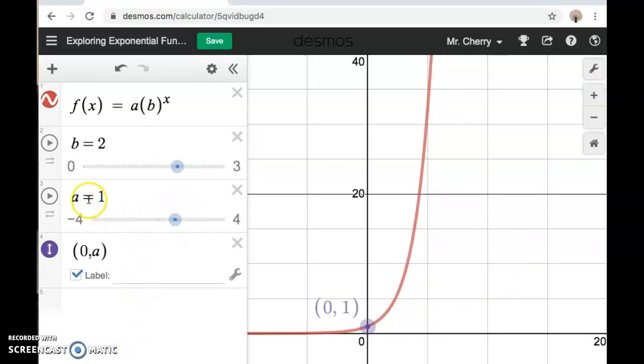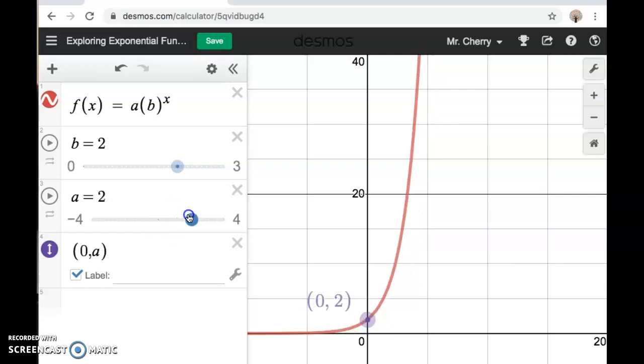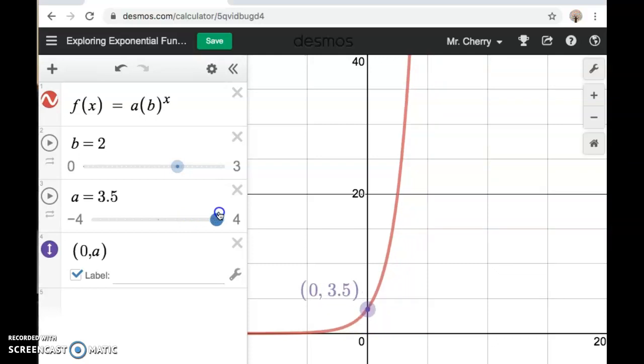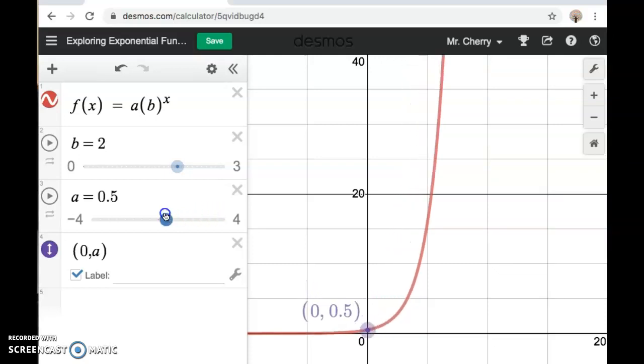If you look right now, I have set our a value at 1. And you can see here that this purple point, our y-intercept, is at 0, 1. So I want you to just watch what happens as I shift the value of a. As I increased a, I want you to notice what's happening to the graph. This is pretty cool to me.